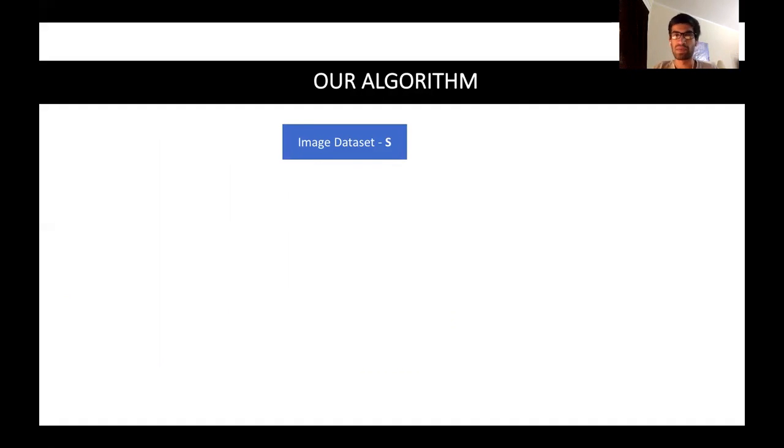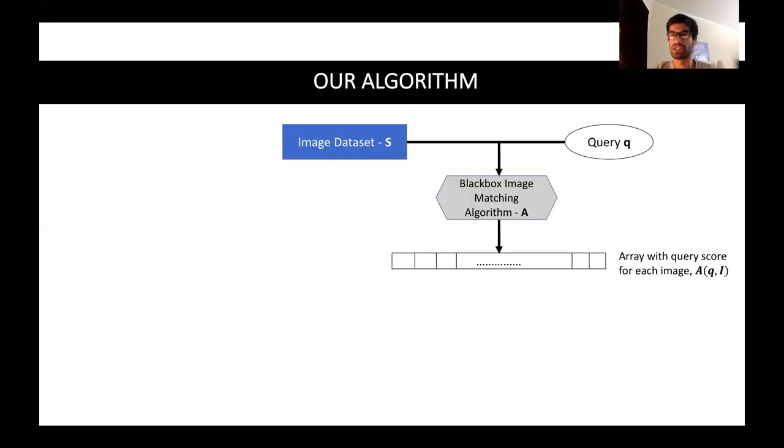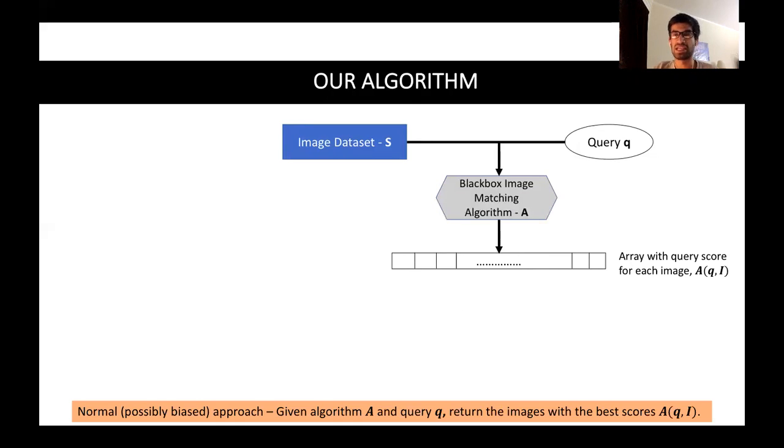A normal image summarization algorithm would take a dataset S and, given a query Q, it will use an image matching algorithm A to rank the images according to query relevance with respect to Q. Due to possible biases in dataset S or the algorithm A, the summary generated by this approach can be biased.